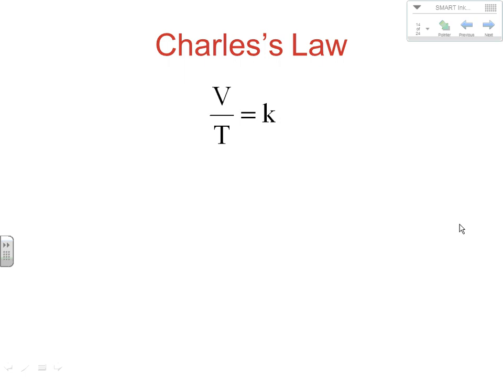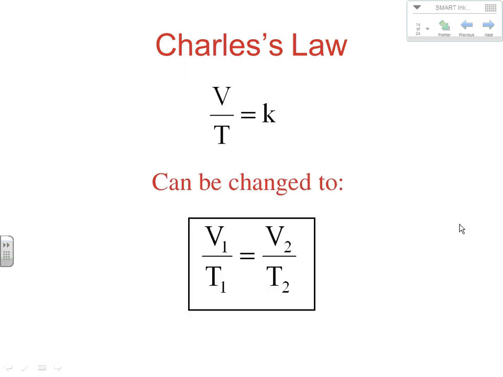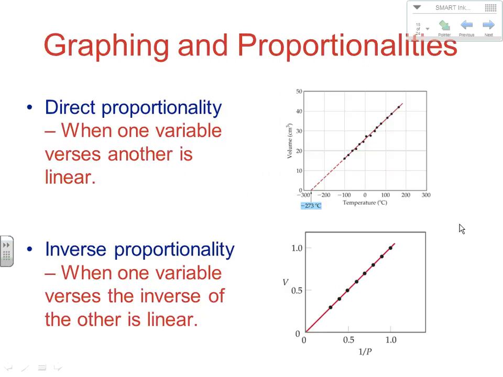Now, in terms of what Charles' law looks like, follow the same exact idea we did with Boyle's law. If V over T equals K, then V1 over T1 is going to equal V2 over T2. And remember, temperature must be in Kelvin. That's really important with this law. So that would be Charles' law. Boyle's law would be an inverse proportionality. Charles' law is an example of a direct proportionality. When volume went up, temperature went up by a like amount.